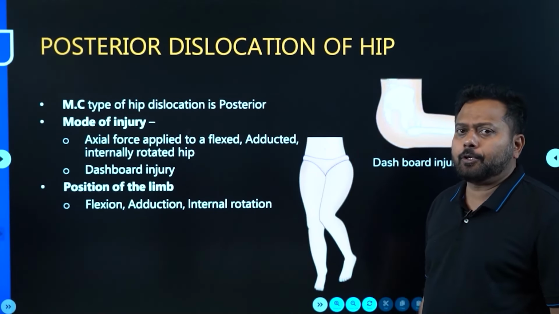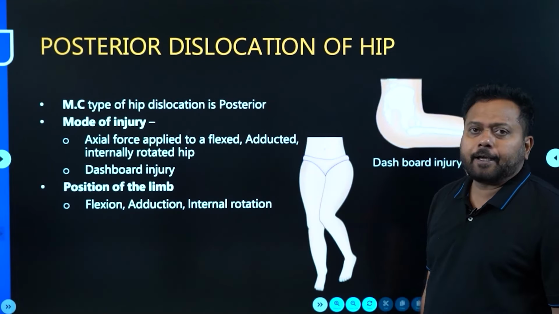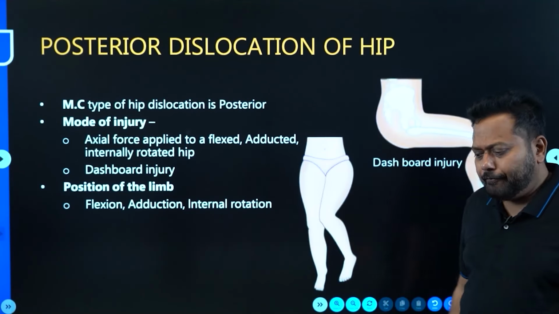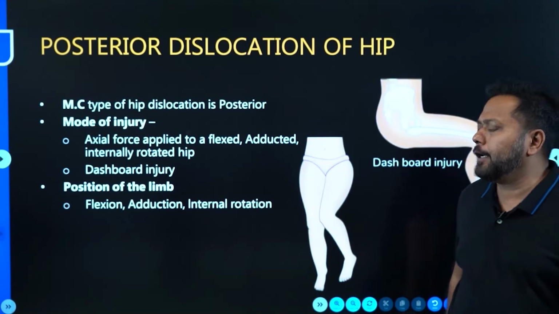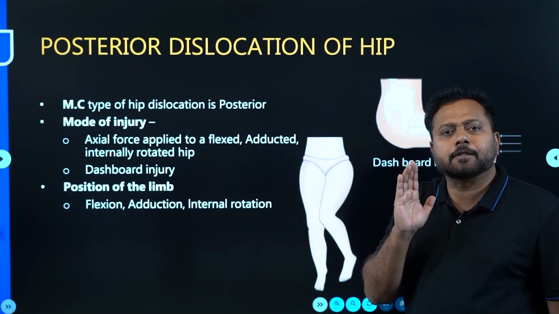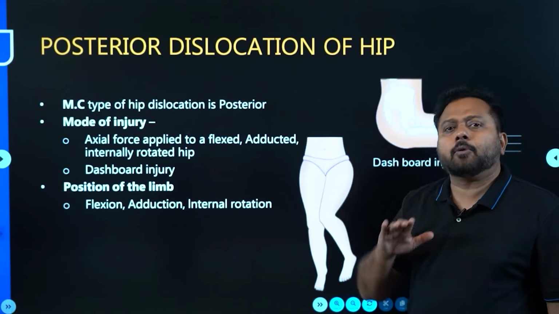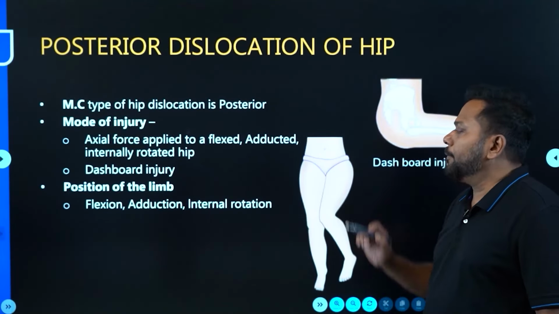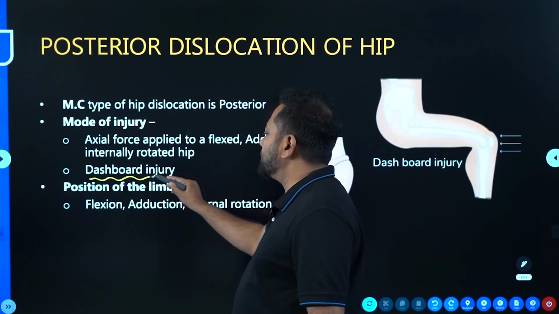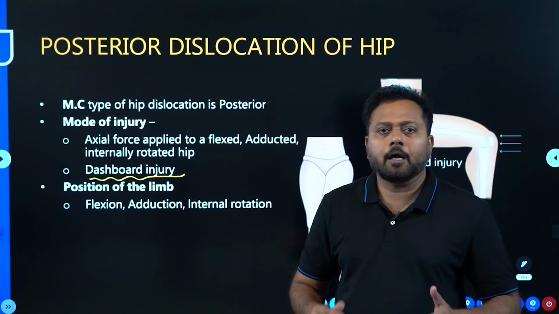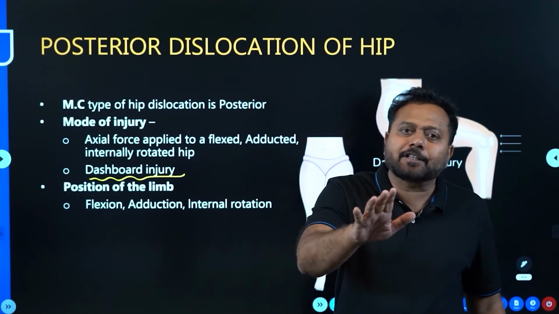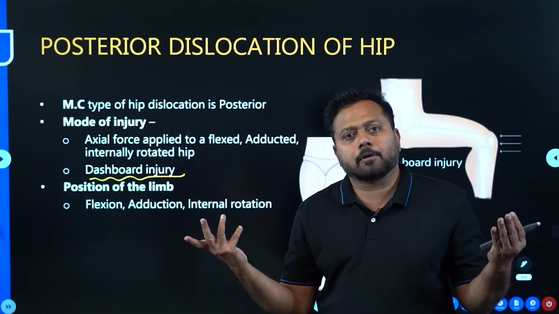What is the mechanism of injury? What is the mode of injury? Look at the first line. Axial force applied to a flexed, adducted, internally rotated hip. When an axial force is applied to a flexed, adducted, internally rotated hip, it will end up in posterior dislocation hip. The classical example is our dashboard injury. You're traveling in a car, not wearing a seat belt, a collision has happened, your knee joint will go and dash against the dashboard, and you'll develop posterior dislocation hip.